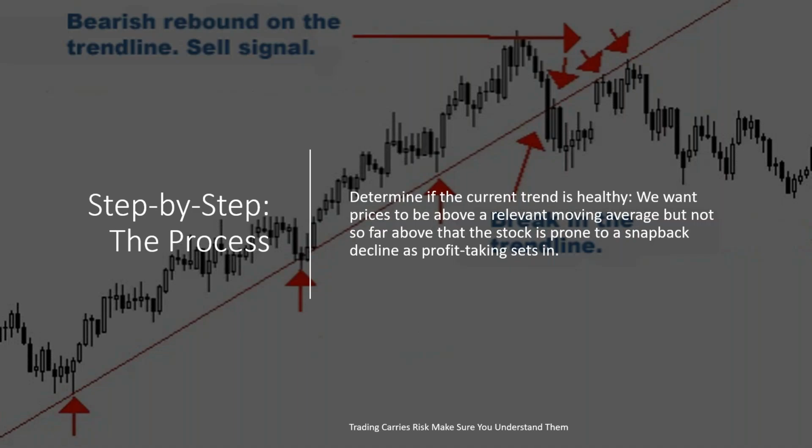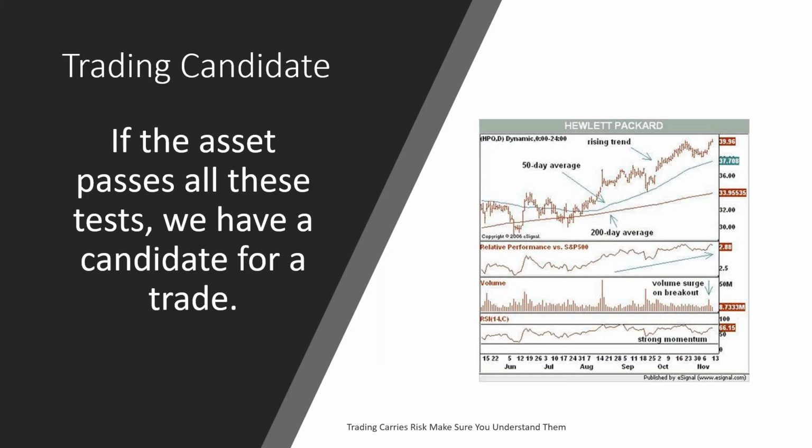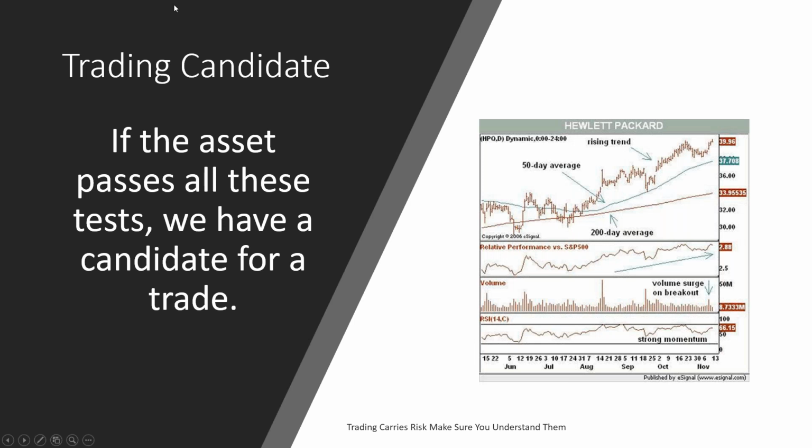But you want to figure it out. Like, to determine the current trend is healthy, we want prices to be above a relevant moving average, or near a breaking support line, or be in a pattern. Then we want to check the volume and the momentum to make sure they're holding up that pattern. And if the asset passes all those tests, then maybe we have a candidate to trade. But there's a lot of parts that we have to look at.